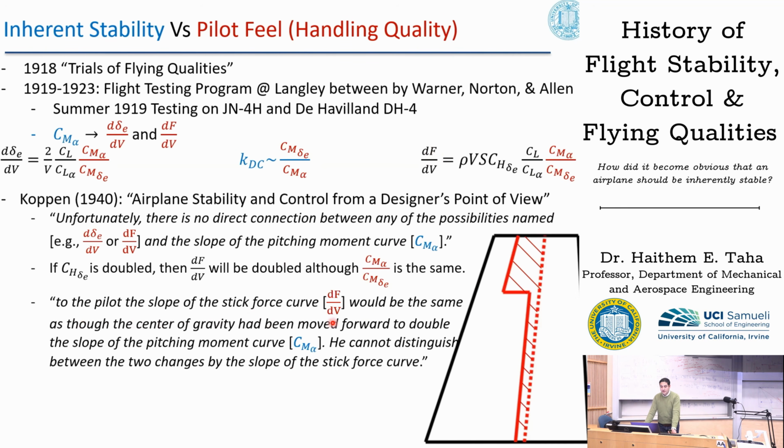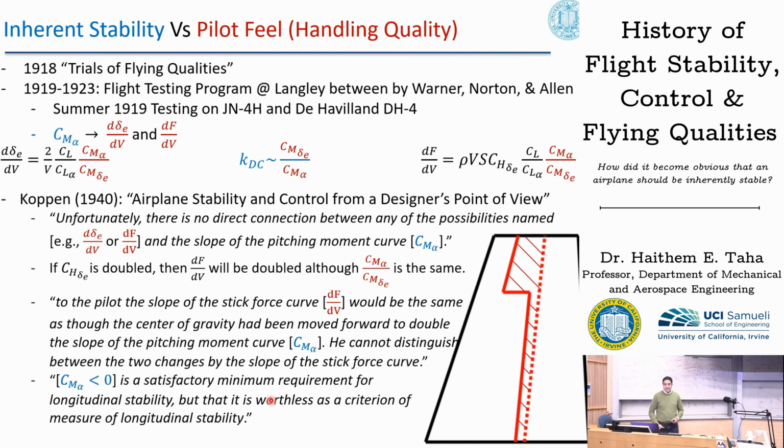To the pilot, the slope of the stick force would be the same as though the center of gravity had been moved forward to double the slope of the pitch moment curve. He cannot distinguish between the two changes by the slope of the stick force curve. So that was a big issue. So he actually concluded that CM alpha being negative, yes, it's a satisfactory minimum requirement for longitudinal stability, but it's worthless as a criterion of measure of longitudinal stability.